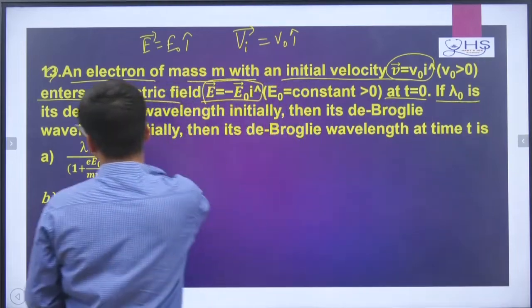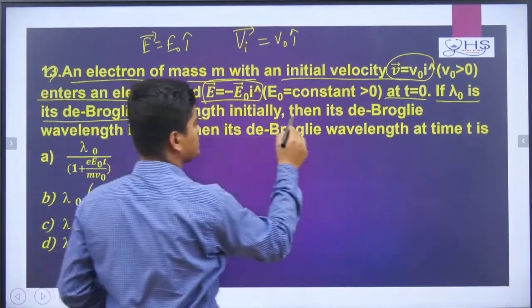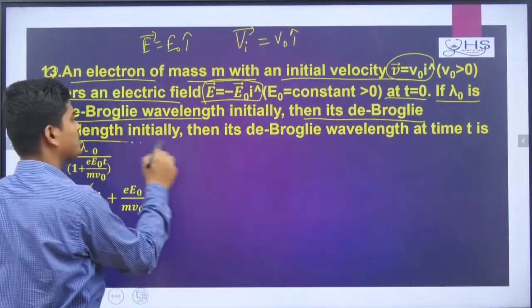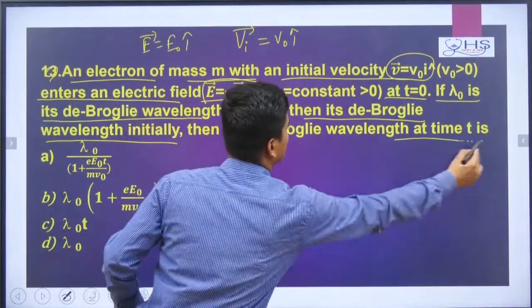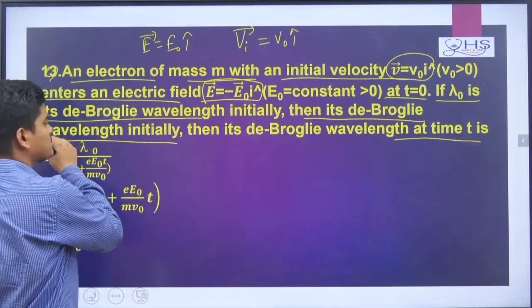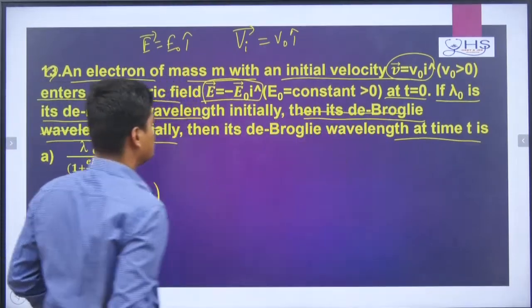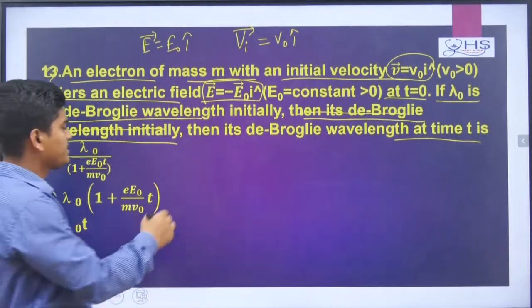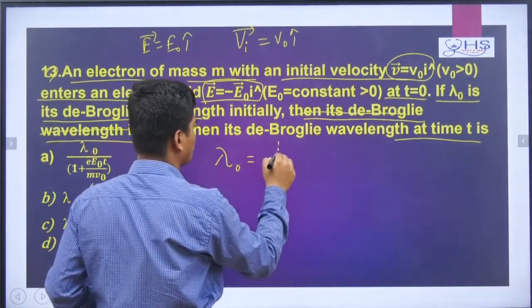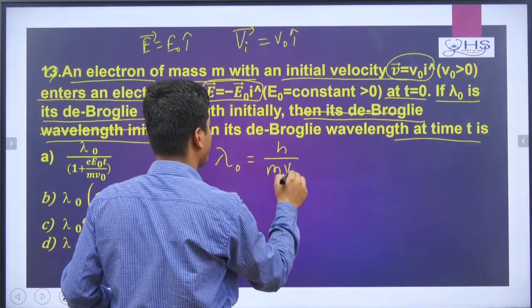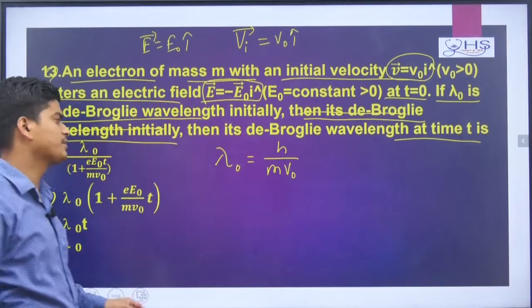Then if lambda naught is the De-Broglie wavelength initially, what is its De-Broglie wavelength at a time t? So here what we will do? The De-Broglie wavelength initially, lambda naught, is nothing but h by m v naught. So this wavelength is given.